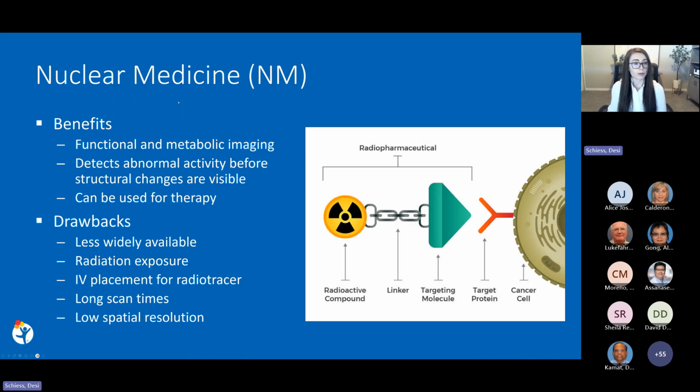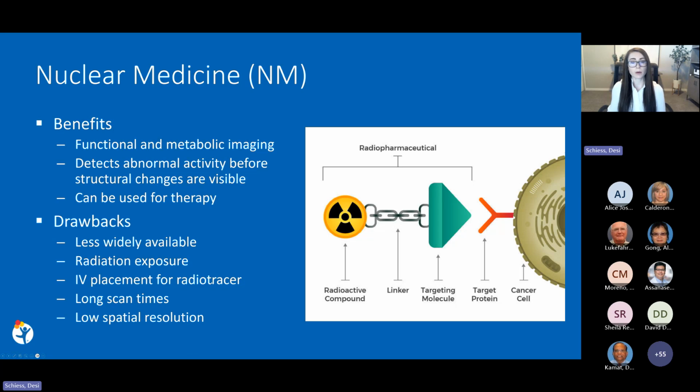Finally, I'll briefly touch on nuclear medicine. Some of the benefits include functional and metabolic imaging, and nuclear medicine can detect abnormal activity before structural changes are visible on other imaging modalities such as CT or MRI. Nuclear medicine can also be used for therapy. Drawbacks include less widely available, radiation exposure, IV placement for radiotracer administration, long scan times, and low spatial resolution.